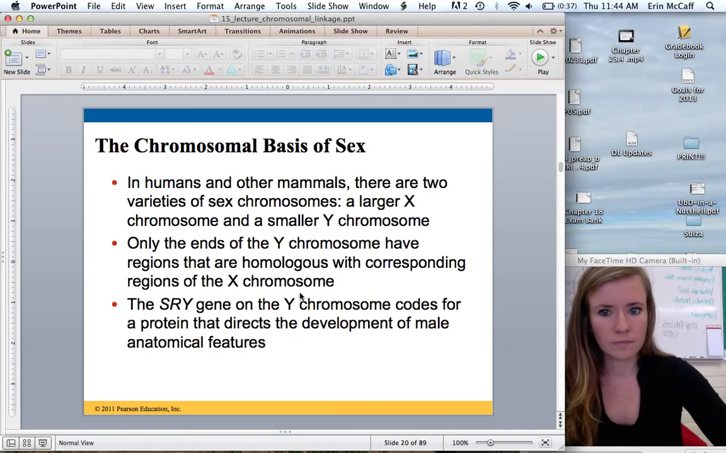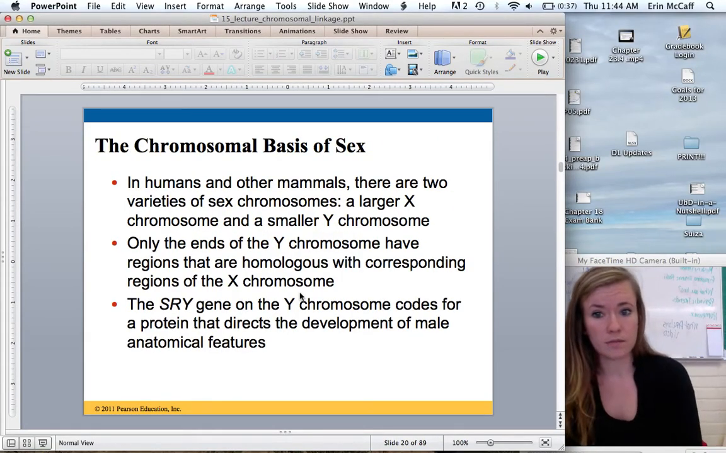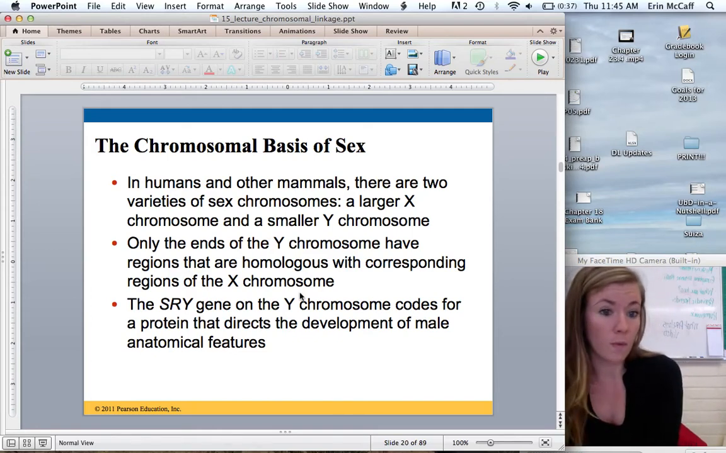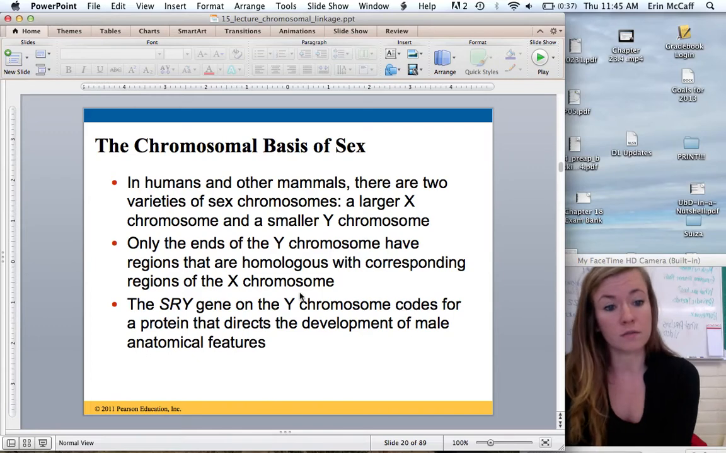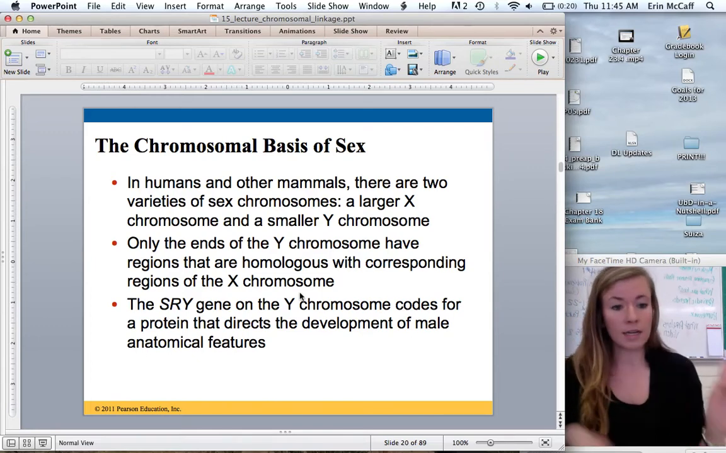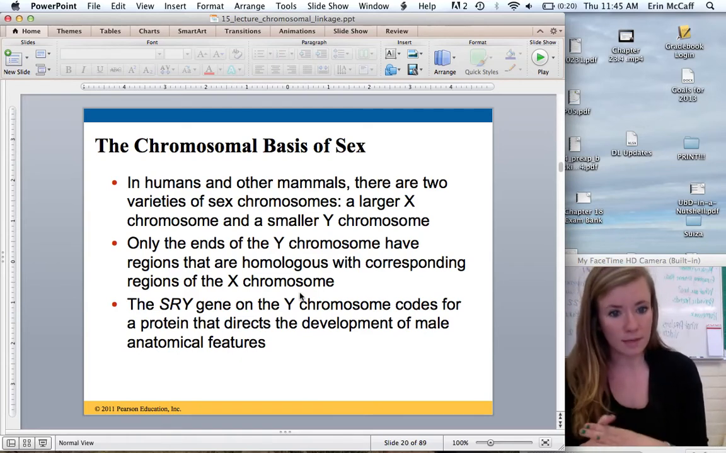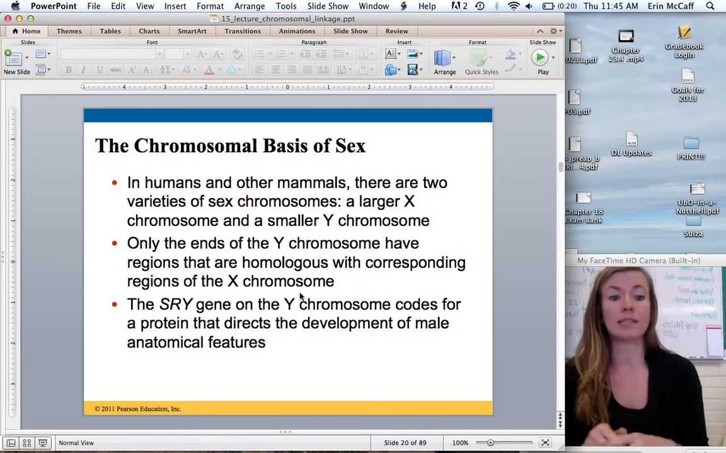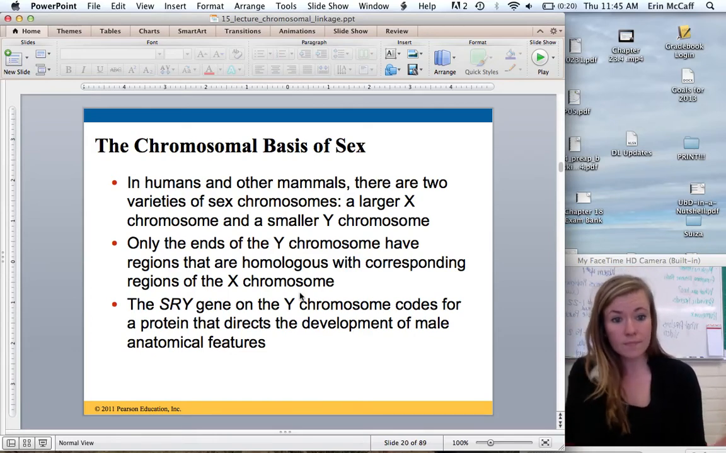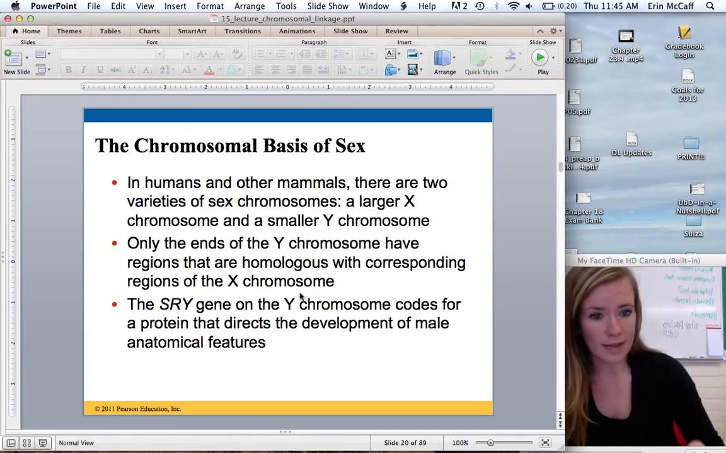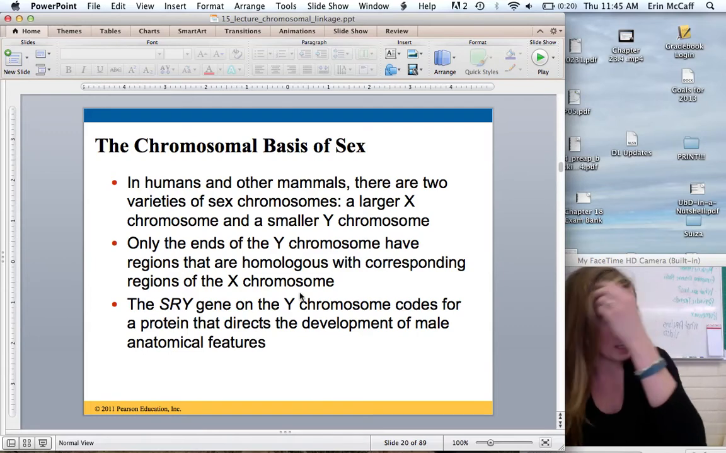In humans and other mammals, there are two sex chromosomes, an X and a Y. The X one is much larger. The Y contains very, very few genes. And these are constituted as a homologous pair. They don't carry the same information, as we talked about last chapter, but they're still homologous because they line up during meiosis 1 and they separate during anaphase 1. The ends of the X and the ends of the Y are homologous. You can find the same genetic information at the beginning and at the ends.